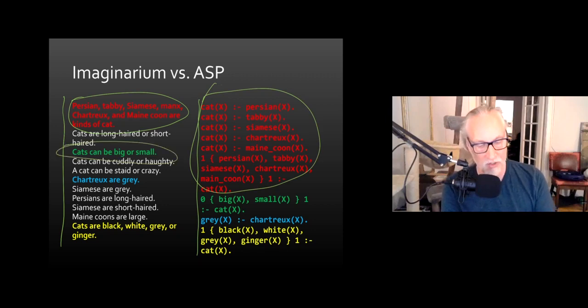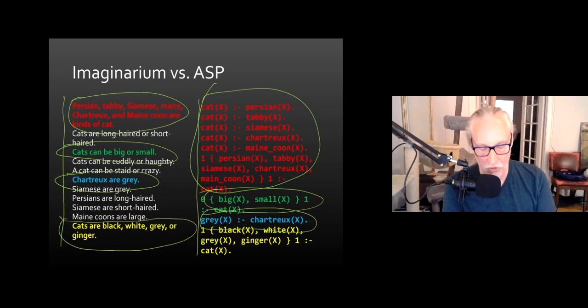This, which says that cats can be either big or small, but can't be both and don't have to be either, that corresponds to this. All Chartreux are gray corresponds to this, and cats are black, white, gray, or ginger corresponds to this. And then there just wasn't room to have the other stuff.